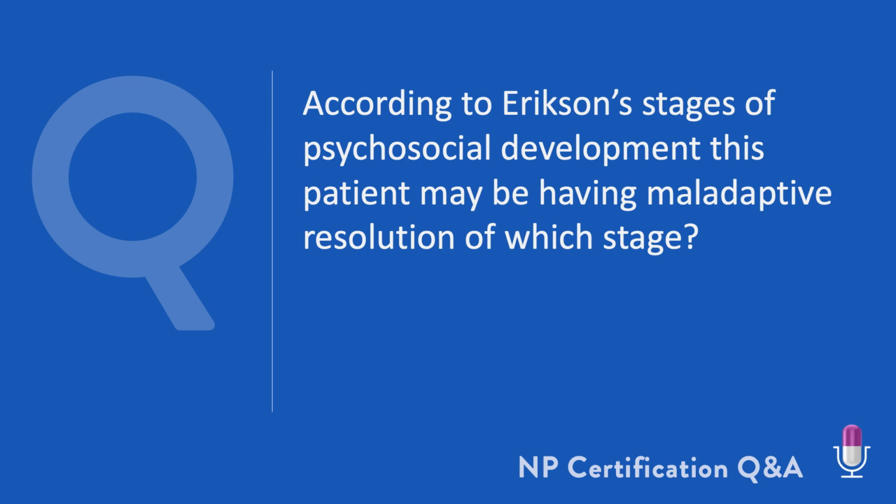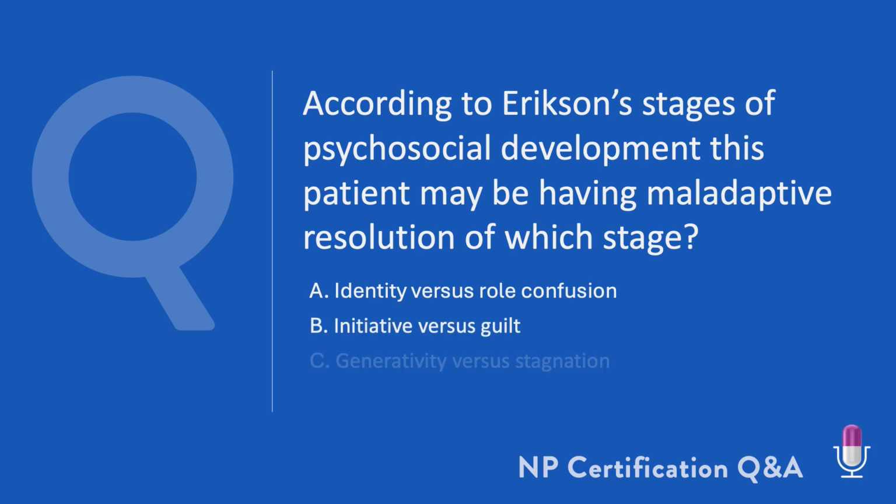According to Erikson's stages of psychosocial development, this patient may be having maladaptive resolution of which stage of development? A, identity versus role confusion. B, initiative versus guilt. C, generativity versus stagnation. Or D, ego integrity versus despair.